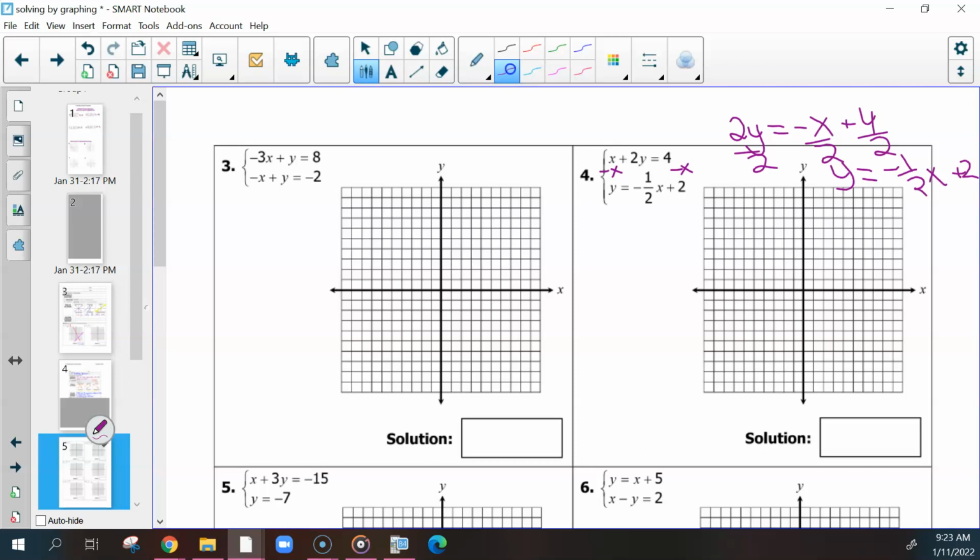Before we graph these, look at these two equations. What do we notice about them? They're the same, which means this is going to be what type of solution? Infinitely many. Even though we found the solution, we still have to graph this because we are solving it by graphing.